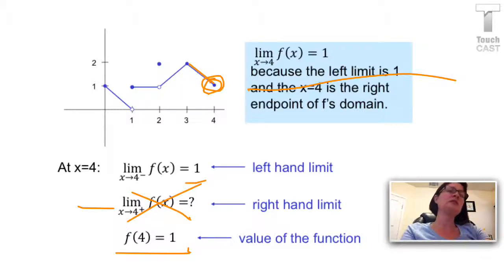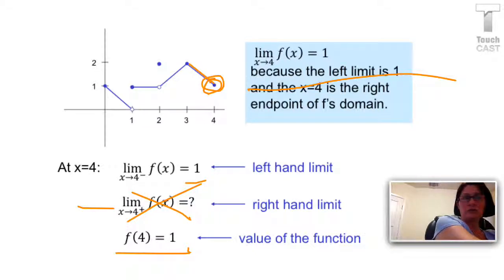And the question is, does the limit as x approaches 4 exist? And if it does, what is it? Well, the limit from the left was 1. The limit from the right doesn't make sense to talk about since numbers to the right of x equals 4 aren't part of the domain. So we say yes, the limit as x approaches 4 of f of x is 1.